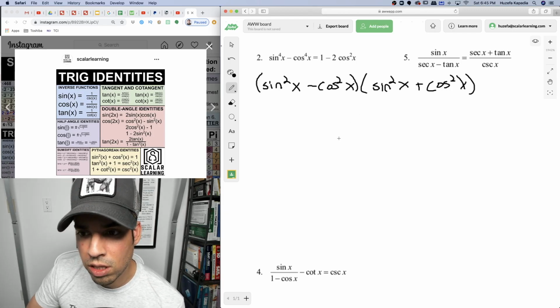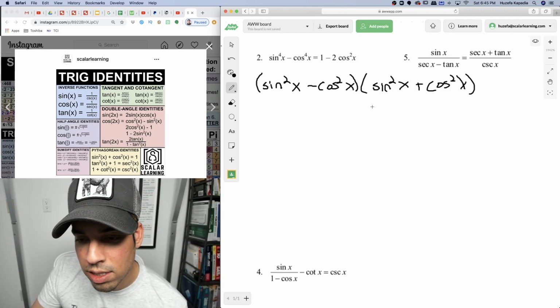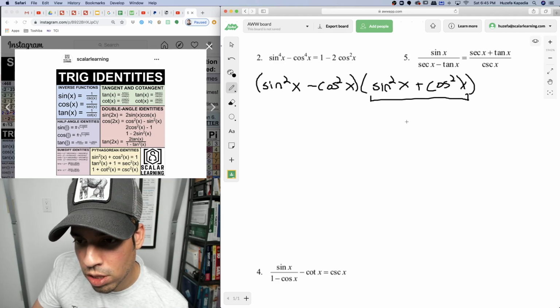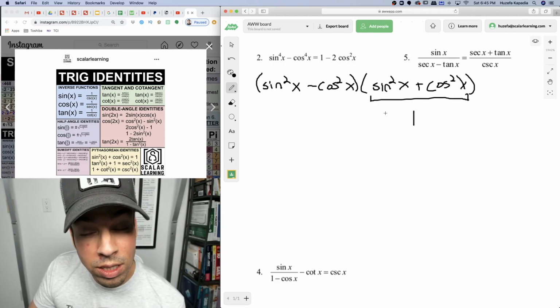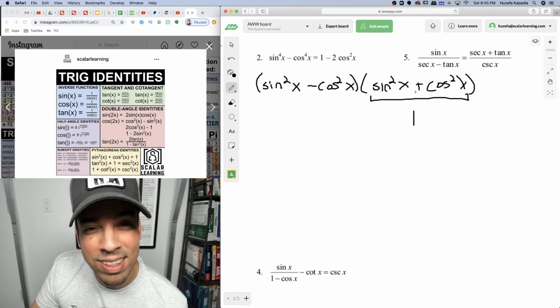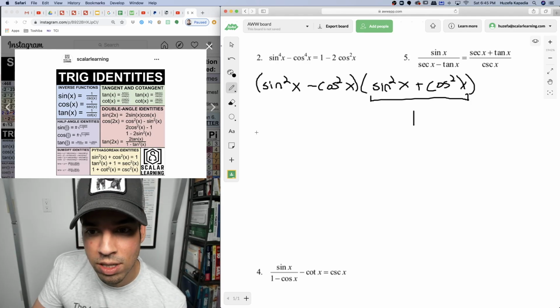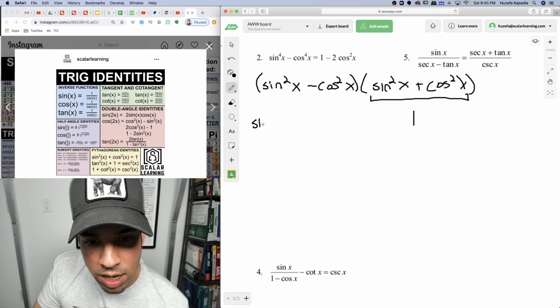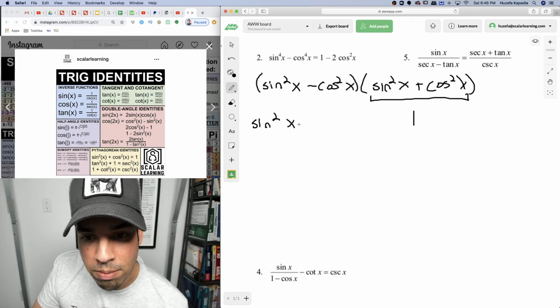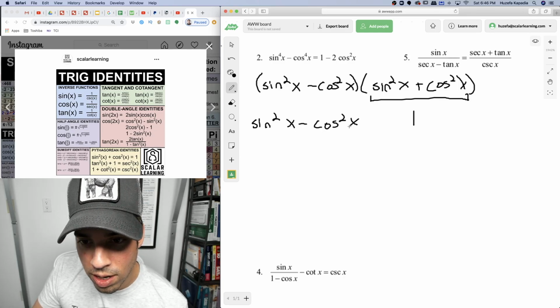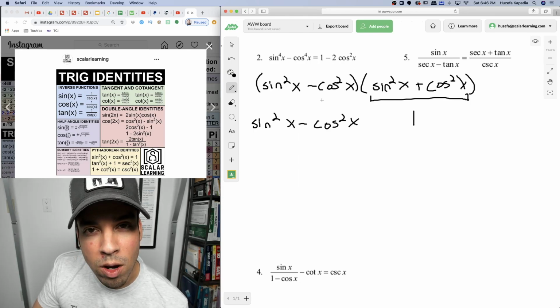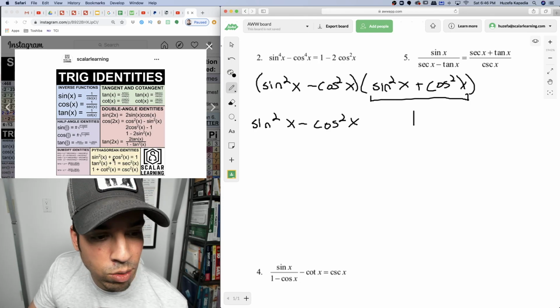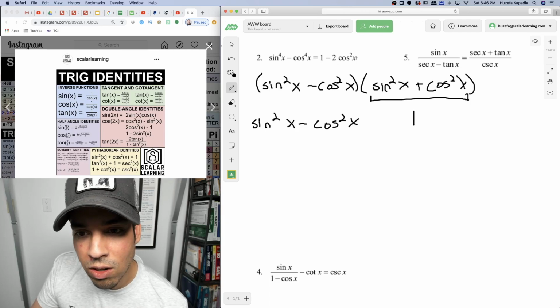Now it's looking a little bit more interesting, because again, what did I say? Sine squared plus cosine squared is 1. So for all intents and purposes, this is 1 times that, which really means it doesn't matter anymore. 1 times that is just that. Now it's looking a lot better, right? Now I have sine squared x minus cosine squared x equals this whole thing. Well, now again, I'm going to use one of my Pythagorean identities, because I see that I only have cosine squared x.